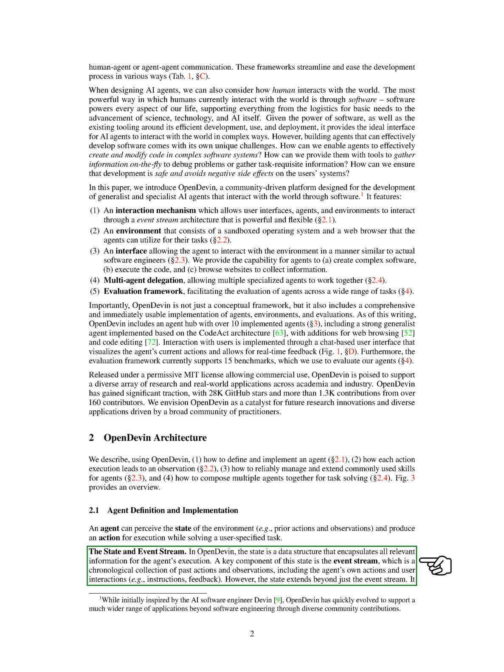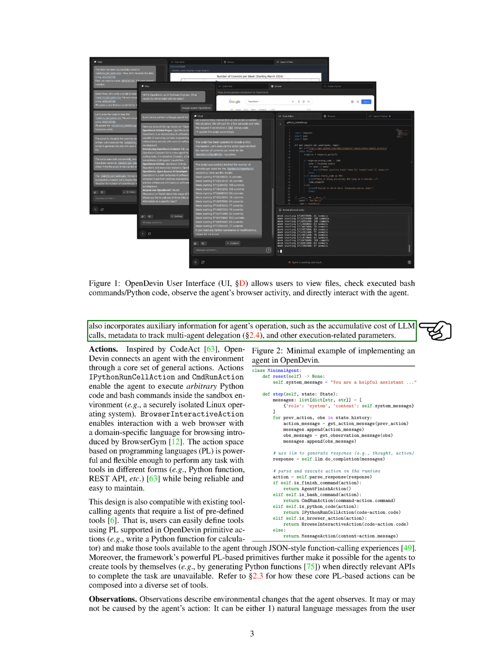The state is a data structure that contains all relevant information for the agent's operation, including an event stream that records past actions and observations, such as the agent's actions and user interactions. This state also includes additional information necessary for the agent's functioning, like the cumulative cost of LLM calls and metadata for tracking multi-agent tasks.